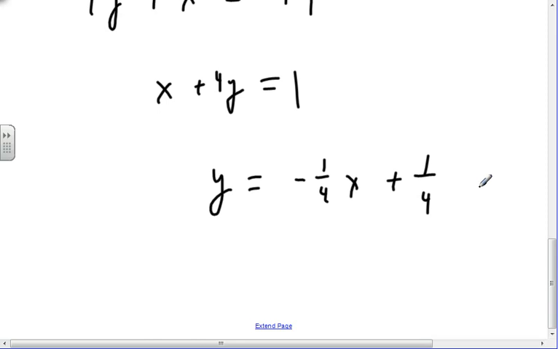So that would be slope-intercept form, and that would be general form. Be perfectly okay.